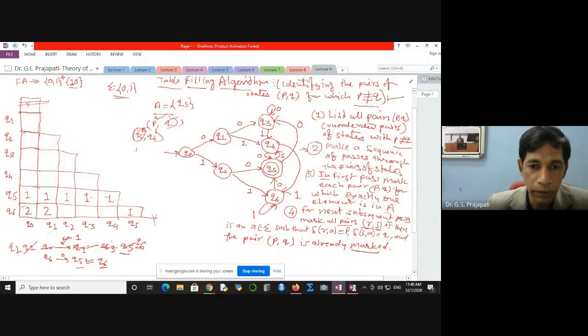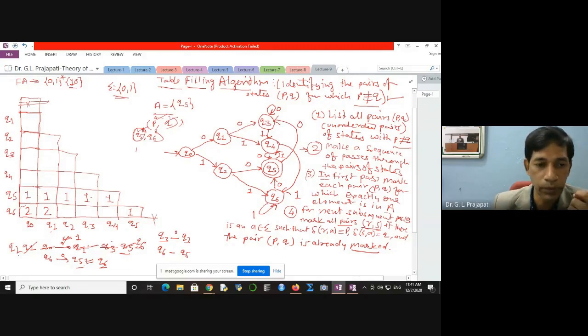Now you can decide whether you can mark Q3 and Q6. So say if you are at the Q3, then for the 0 you remain in the Q3. So you are deciding whether you can mark Q3 and Q6. So Q3 with 0, you remain in the Q3. And if you are at the Q6 and 0, you are going to the Q5.